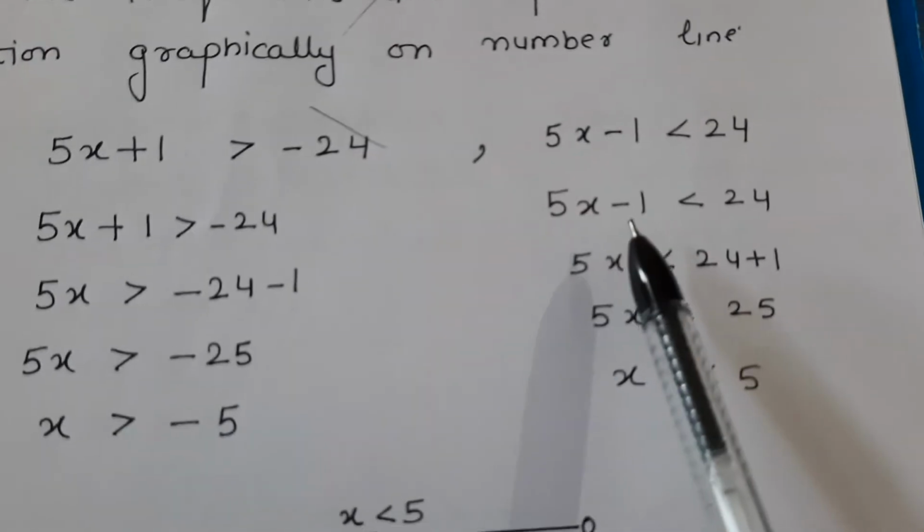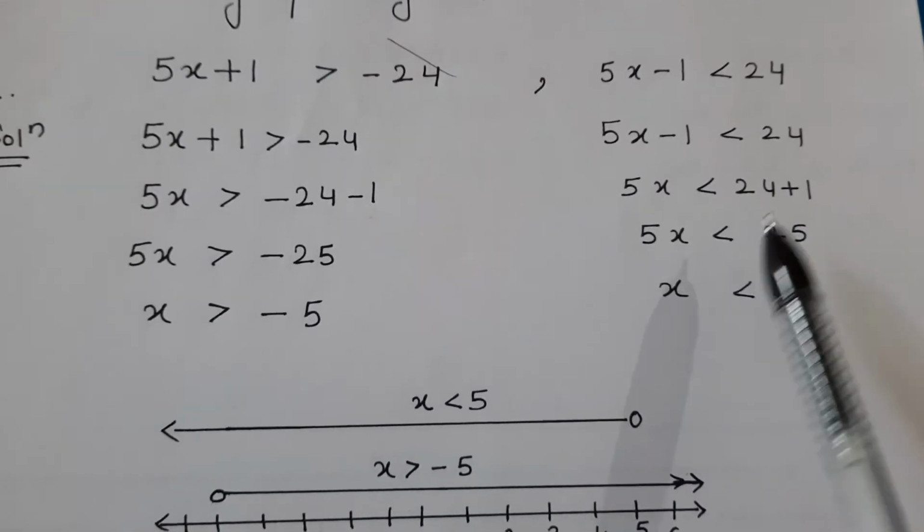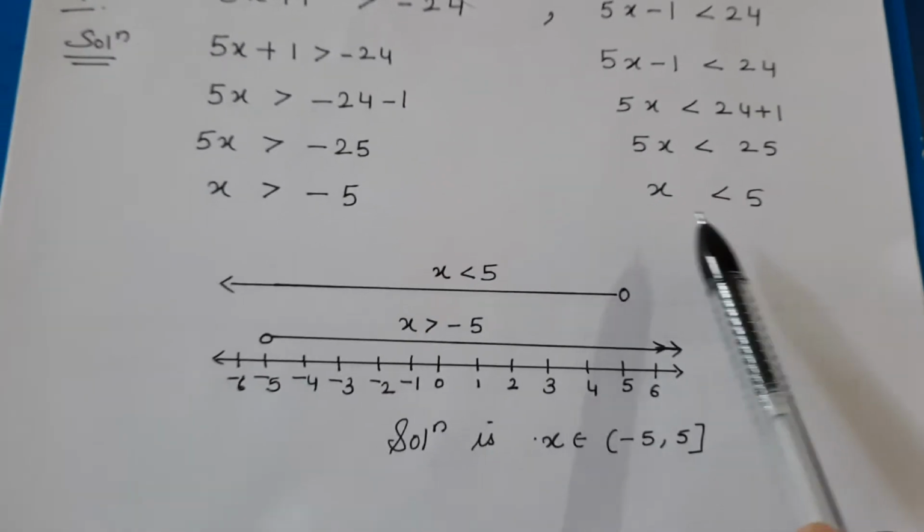Same here. 5x minus 1 is less than 24. This 1 will become positive here. You get 5x is less than 25. Divide by 5. You will get x is less than 5.